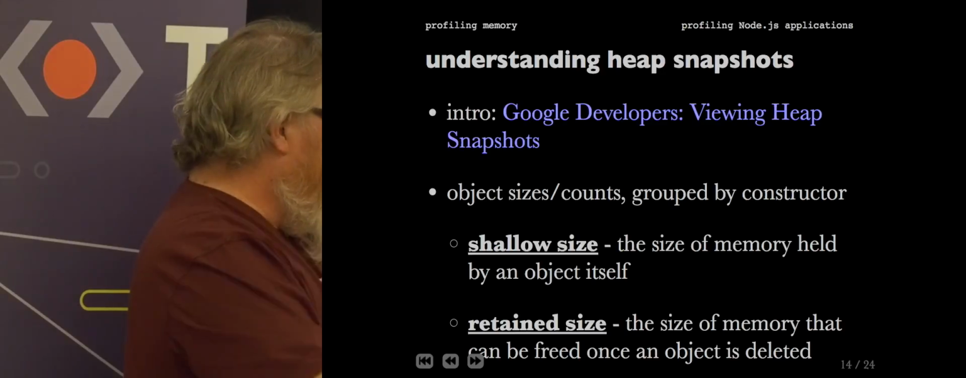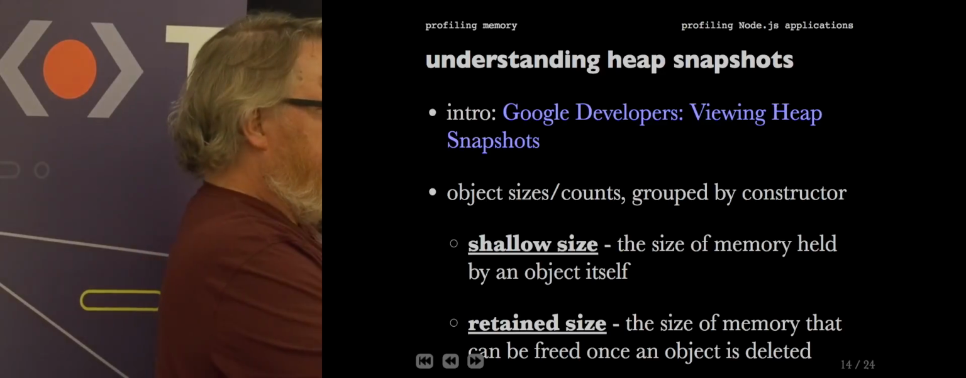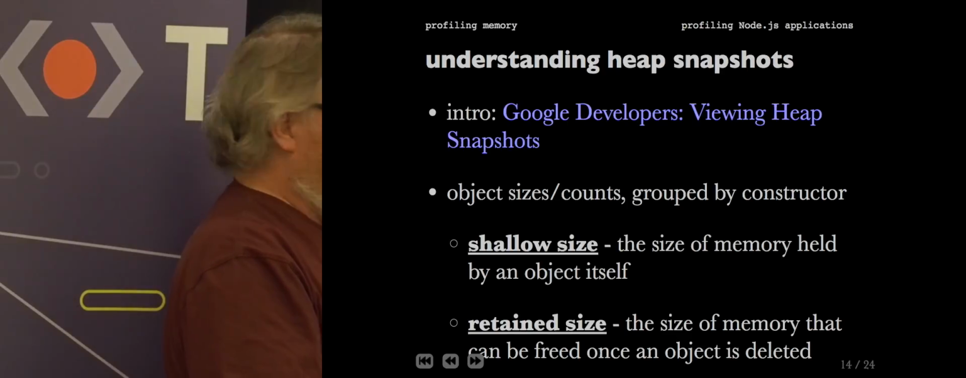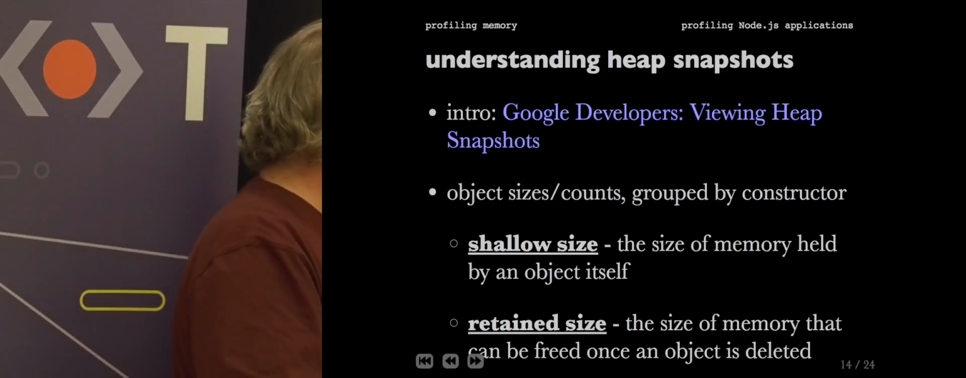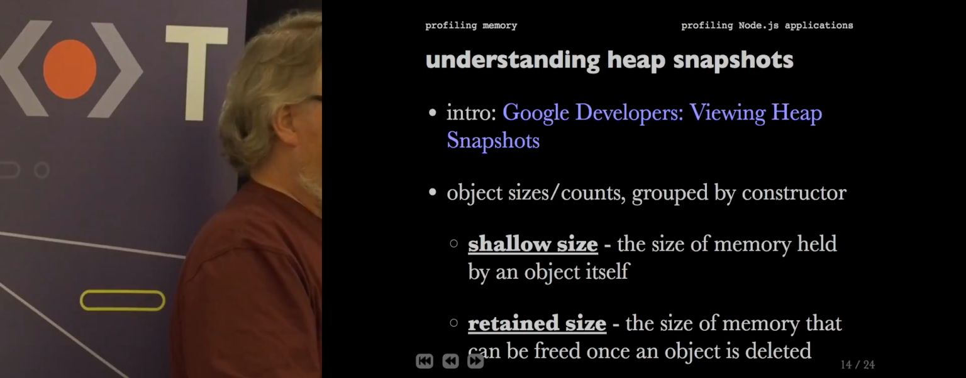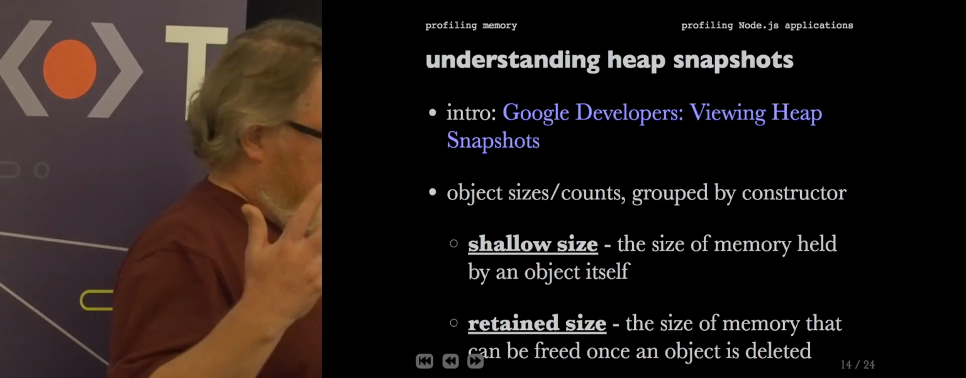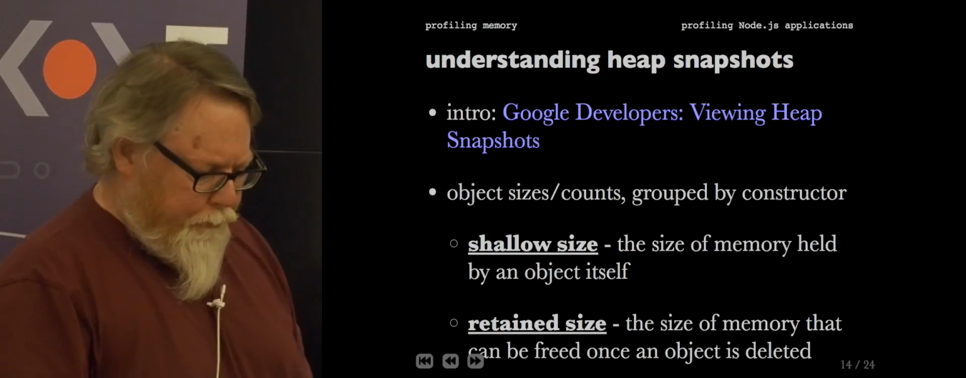So like the CPU profiles, these are both very interesting numbers. Typically, the shallow size, you're not going to run into issues with this, and you're mainly going to be looking at retained size, but sometimes there's outliers where you may have some object that's really just too big.